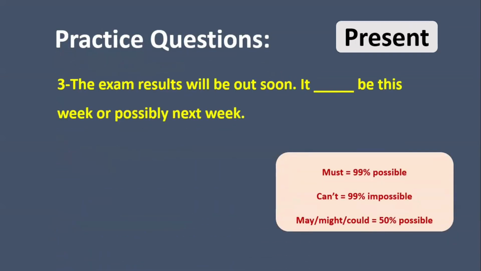The exam results will be out soon. متوقع إنه نتائج الامتحانات تظهر حالا. So, it must be this week. It might be this week, or it can't be this week, or possibly next week. You can see from the word or that I'm not sure. يعني احتمال تكون هذا الأسبوع أو الأسبوع القادم. So if I'm not sure, I will usually go for might. It might be this week or possibly next week. احتمال تكون هذا الأسبوع أو احتمال الأسبوع اللي بعده.